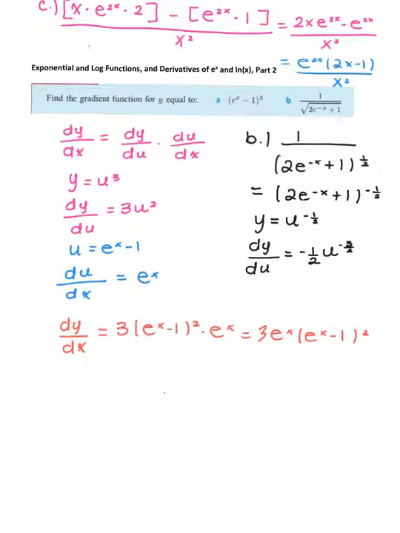Okay, negative 1/2 u to the negative 3/2. And then your derivative of your smaller function. So our u is equal to 2e to the negative x plus 1. Right? So let me find du over dx. What's the derivative of u with respect to x? Yeah, negative 2e to the negative x.